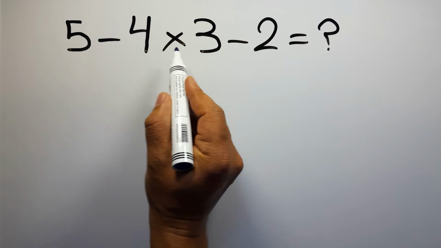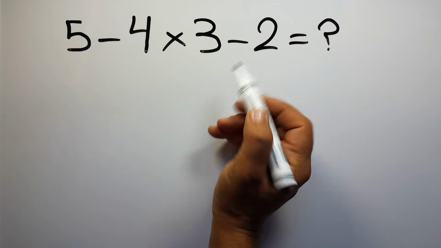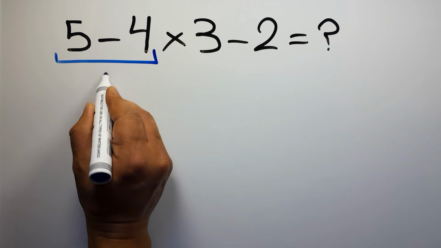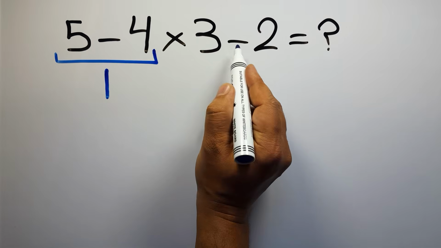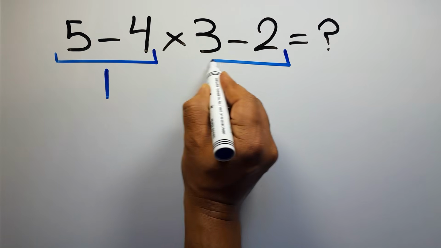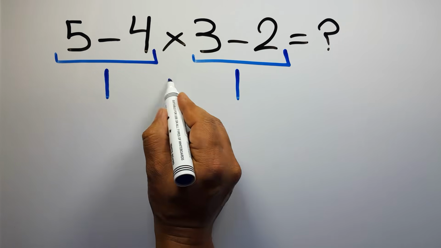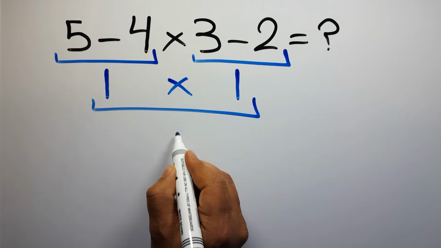5 minus 4 times 3 minus 2. 5 minus 4 gives us 1. And 3 minus 1 again equals 1. So 1 times 1 is just 1.